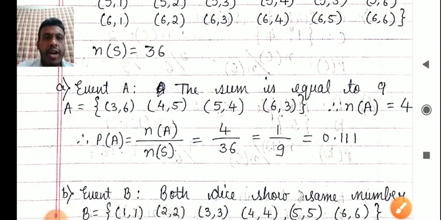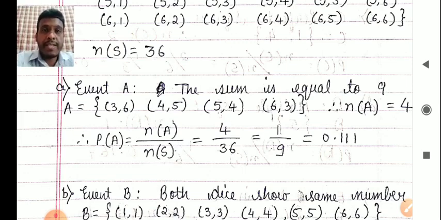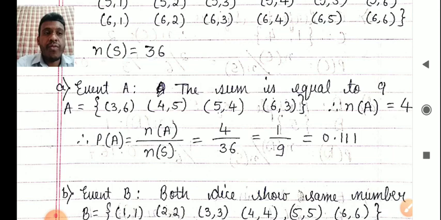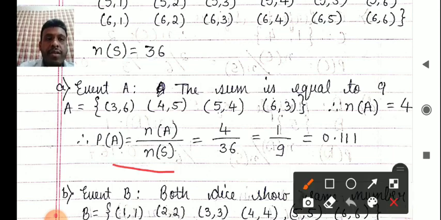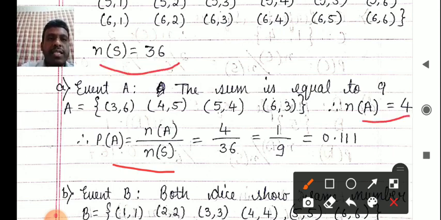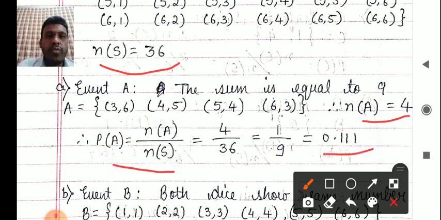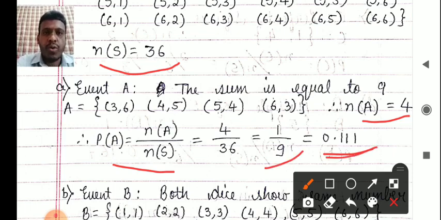So these are the 4 items. Now once you get n of A equal to 4, the remaining method is same. P of A is equal to n of A upon n of S here. So n of A is nothing but 4 and n of S is nothing but 36. So 4 upon 36, which is nothing but 0.111. You can either keep it as a fraction or keep it as decimal. It is up to you.